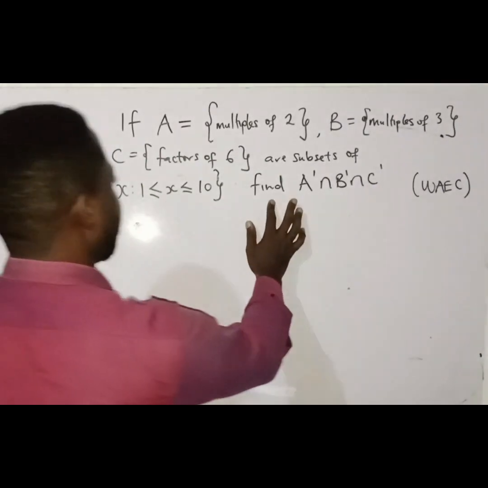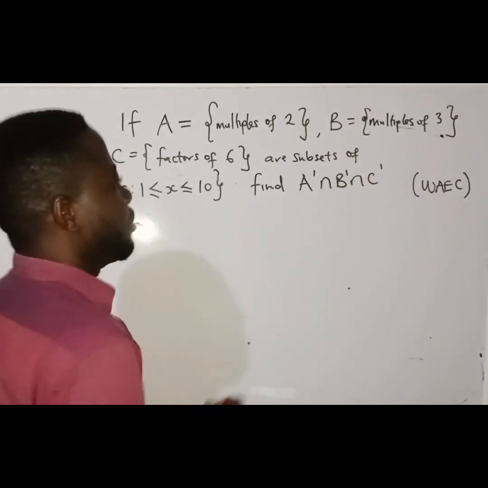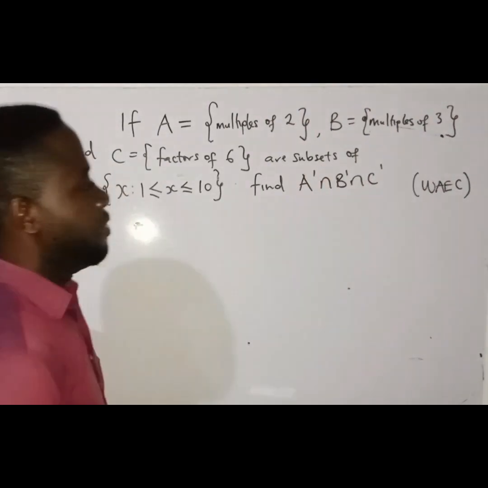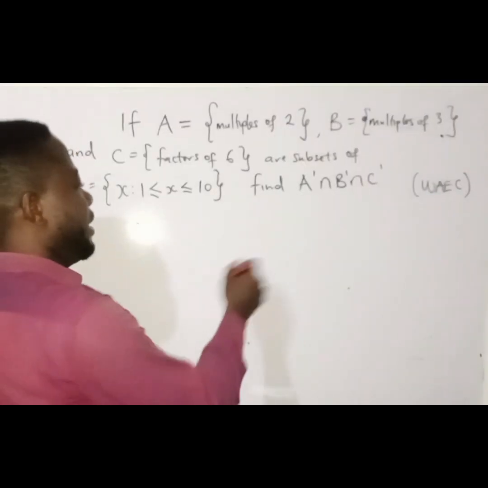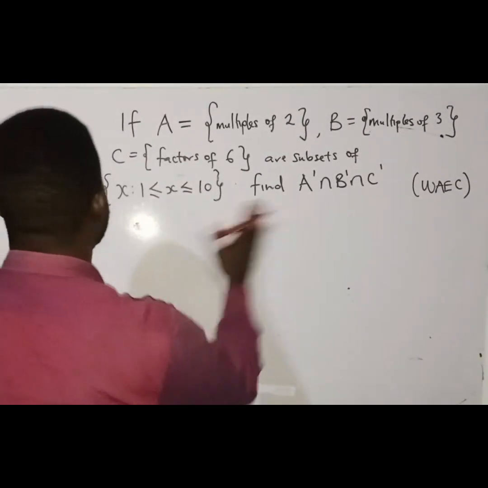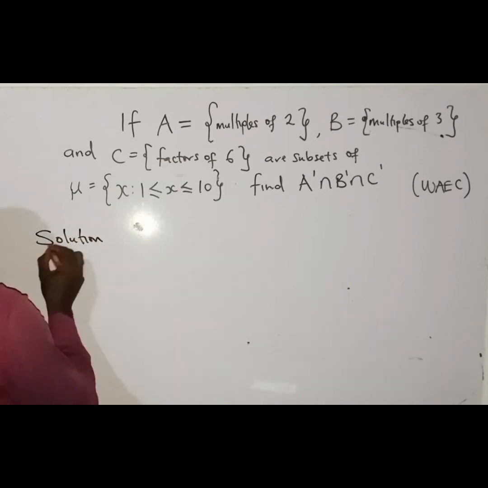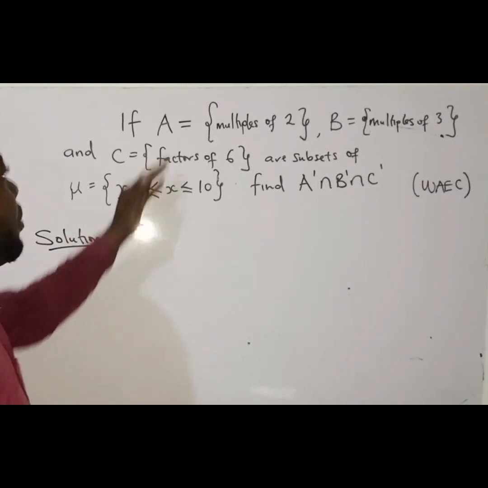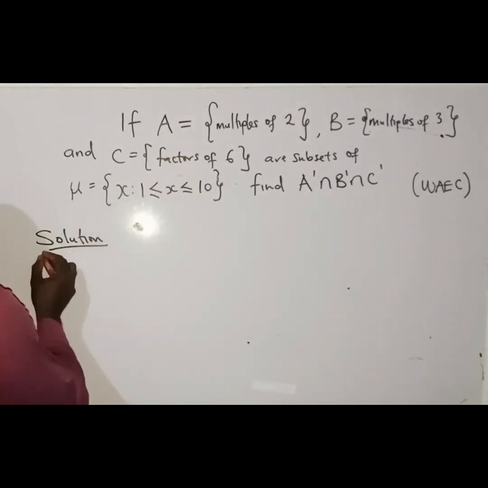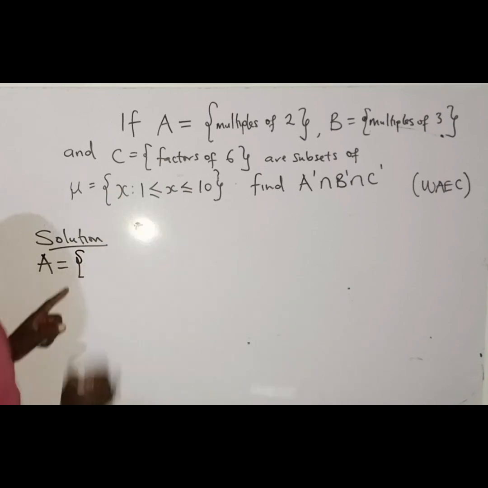Now, we have to find A complement intersection B complement intersection C complement. So this is pronounced complement. A with this bar is known as A complement. Now, let's start. The first thing we are going to do is write the elements of set A.